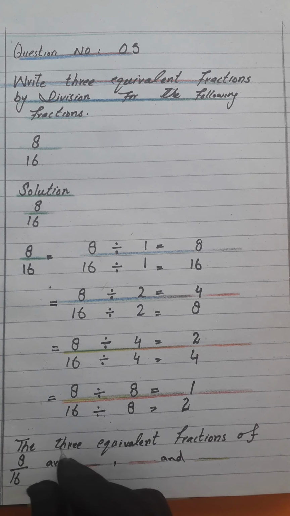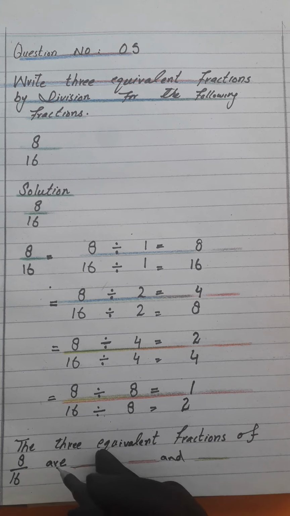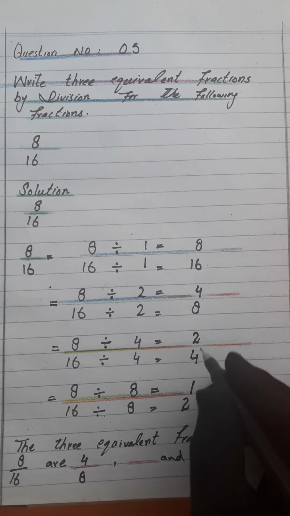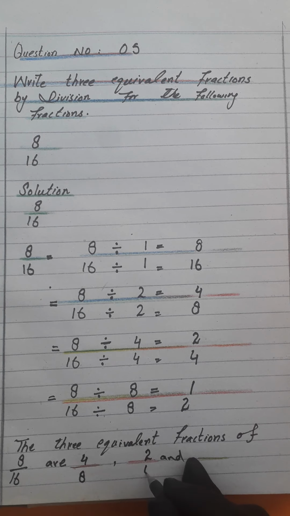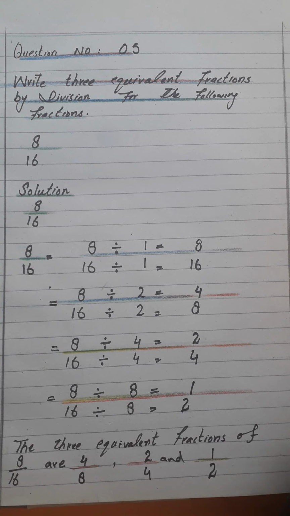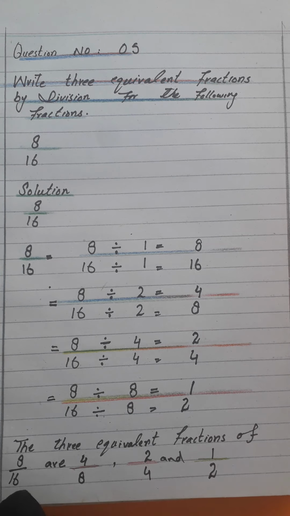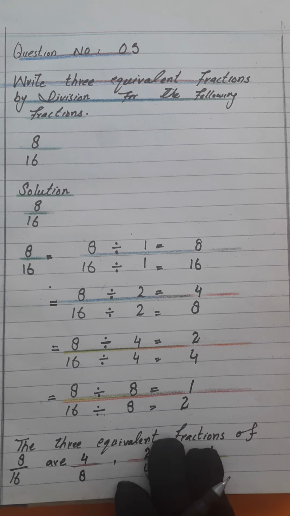Clear? So we just write the 3 equivalent fractions of 8 over 16 are, you people select this one, which is 4 over 8. Next one 2 over 4 and 1 over 2. Clear? Clear, students? You people use this method in the notebook, and you people can also use the method given on book page 71. Both methods are correct.